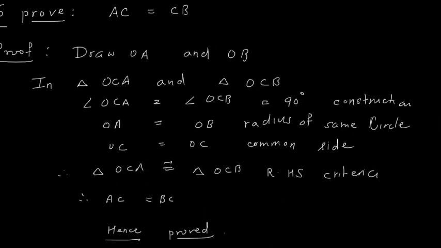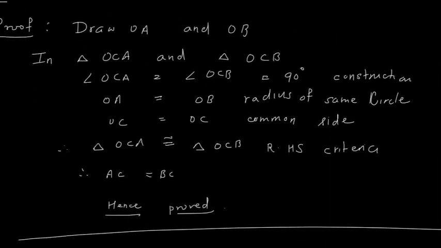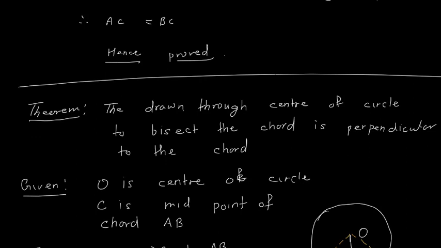So these are the two theorems. You learn these two theorems. One is that from the center of a circle, if I draw a perpendicular to a chord, then it bisects the chord. The second is that if I draw a line passing through the center and the midpoint of the chord, then it is perpendicular to the chord.